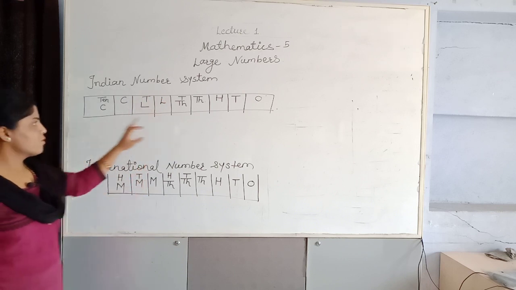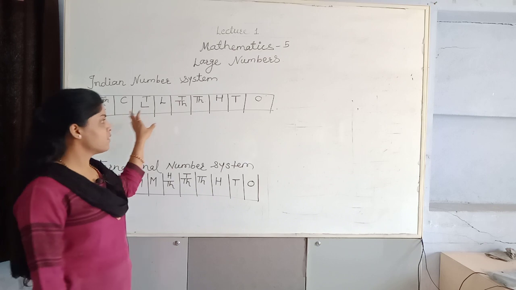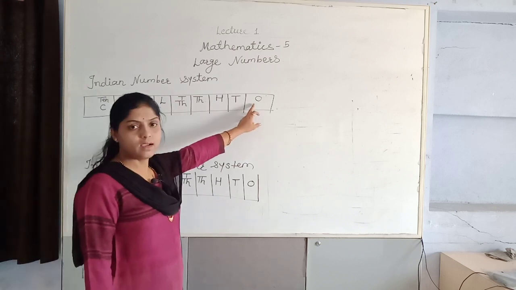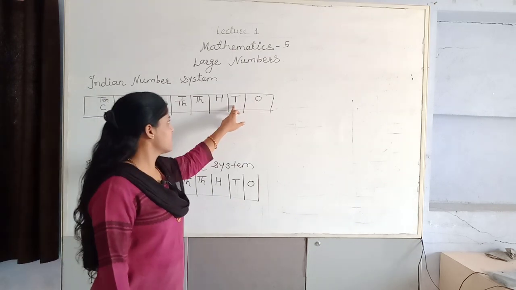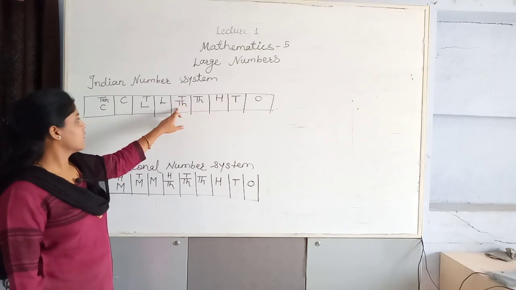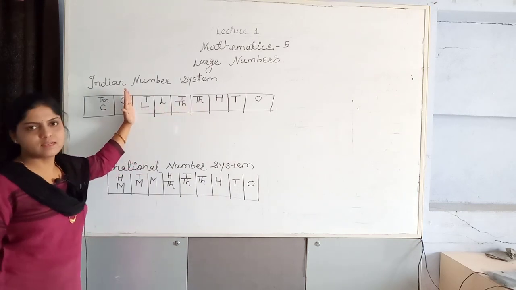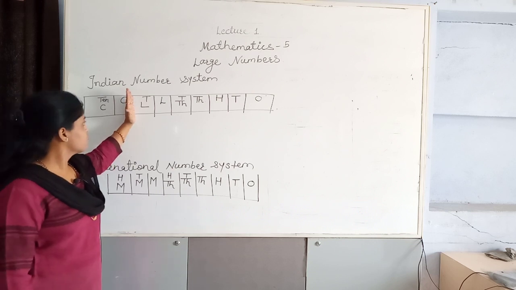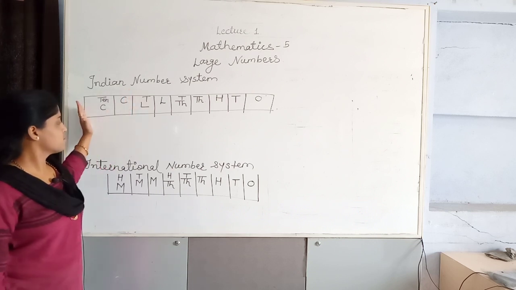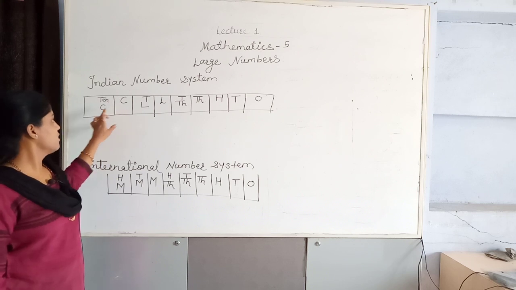Okay, so I have written here a place value chart, and we all know that place value starts with the ones place. It is ones, tens, hundred, thousand, 10,000, lakh, 10 lakh. Up to here you have learnt in previous classes. Now we have to learn the next place values, that means crore and 10 crore.